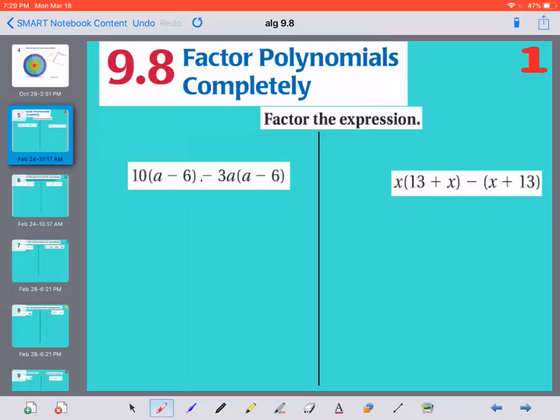Good morning, everybody. Today we are starting the last lesson in Chapter 9. It's 9.8. We're factoring polynomials completely.